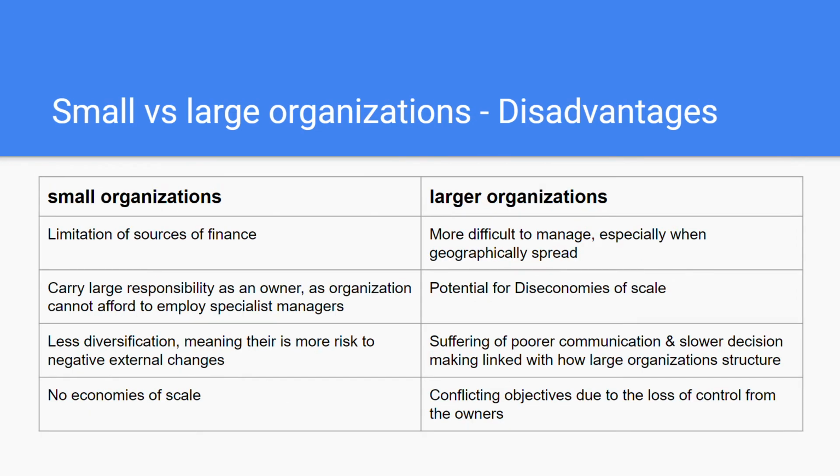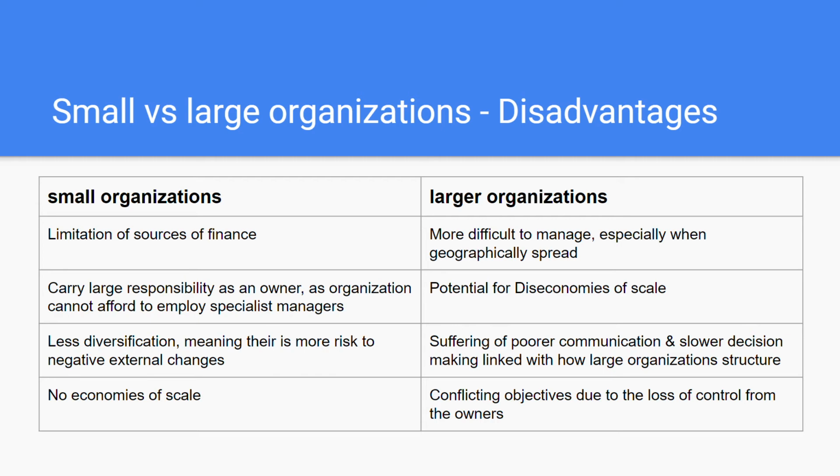So now the disadvantages to small versus large organizations, and that's pretty much the opposite of the advantages if you look at it. That's why we'll go just fast through it. So small organizations, the first disadvantage is the limitation of sources of finance. That's basically the opposite of the advantage of larger organizations. Then the owner tends to carry very large responsibility because the organization cannot afford to employ these specialist managers. So he has to handle a lot of these jobs where you'd usually want some specialist, which can be very difficult and a huge burden on him or her.